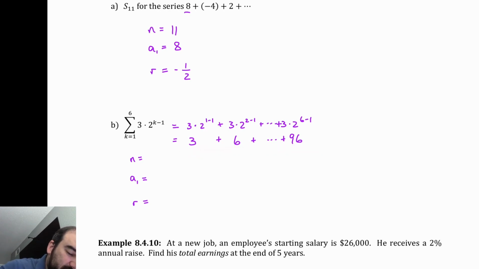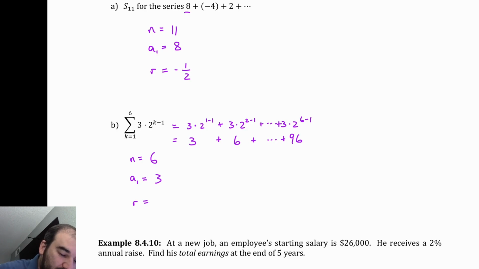The number of terms in this series, we don't need to list all of them out and count them because I know that the k is going from 1 to 6. So there are 6 terms in this series. The first term in the series, like I said, we just figure out by plugging in the first index k into here. So that gave us 3, so the first term is 3.